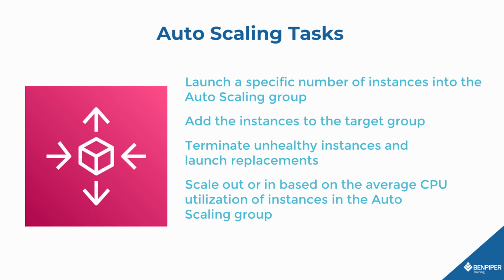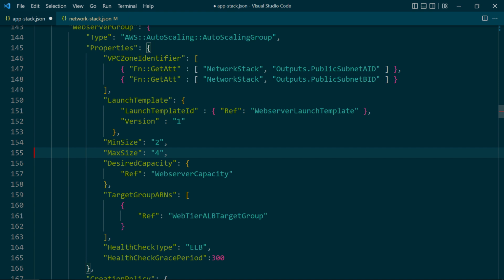All right, let's jump back over to the app stack template. Right around line 155 is where we define the auto-scaling group for the web tier. Whenever auto-scaling launches an instance, it uses a launch template. In this case, web server launch template refers to the name of the template resource that auto-scaling will use. Let's take a look at this.